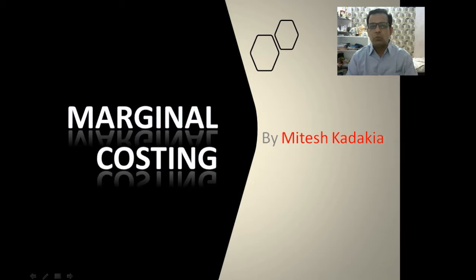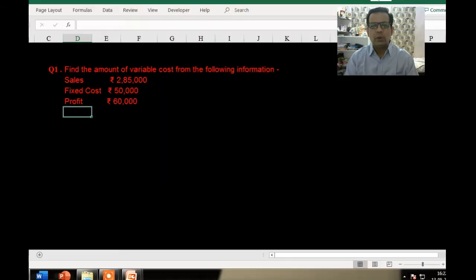So continuing with marginal costing, today in this video we are going to discuss a few questions of marginal costing, starting with the very basics or the simple question. So let's look at the first question that we have. The first question says, find the amount of variable cost from the following information. Now the information that is given to us is sales, fixed cost and profit. We have these three pieces of information.